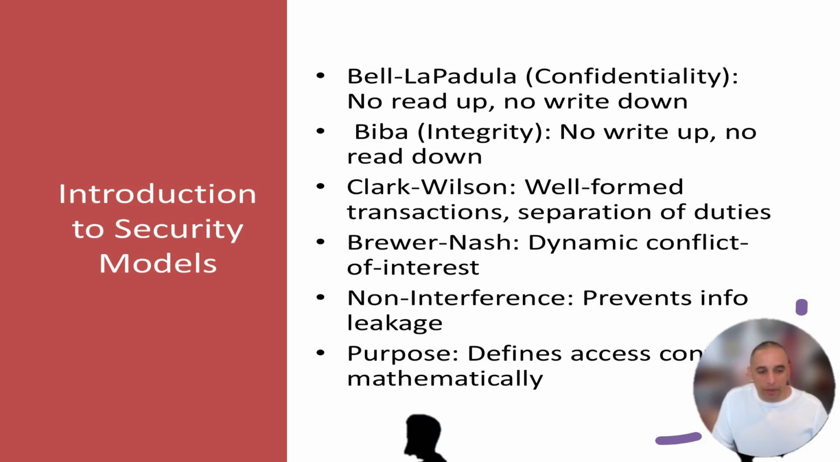Biba prioritizes integrity. It uses no write-up, no read-down to prevent unauthorized modification of higher-level data and contamination from lower-level sources. Clark-Wilson emphasizes well-formed transactions and separation of duties. It ensures that only authorized, validated processes can modify critical data, reducing the risk of fraud or error. Brewer-Nash addresses dynamic conflict of interest situations, such as in consulting or financial environments, by restricting access based on changing business relationships. Non-interference prevents information leakage by ensuring that actions at one security level do not affect what can be observed at another level.